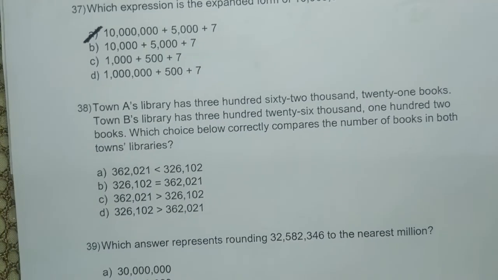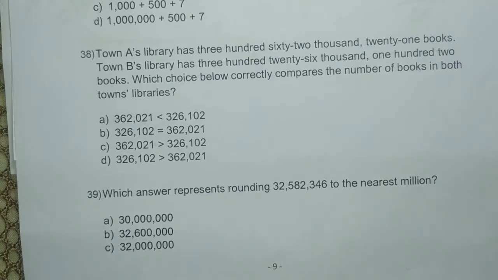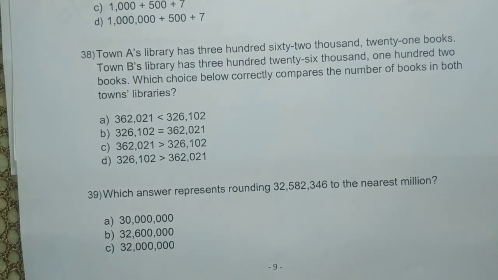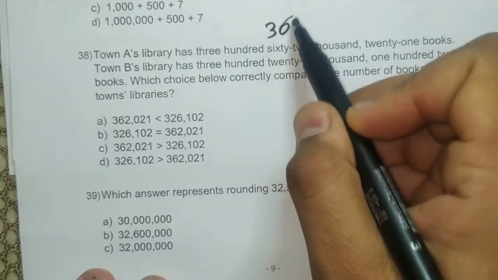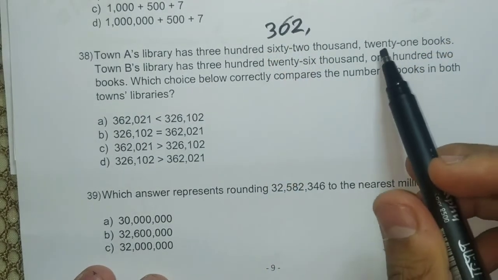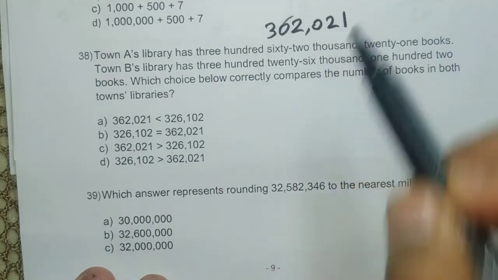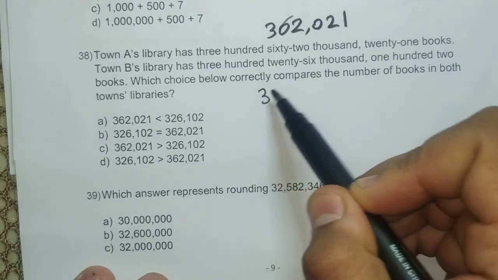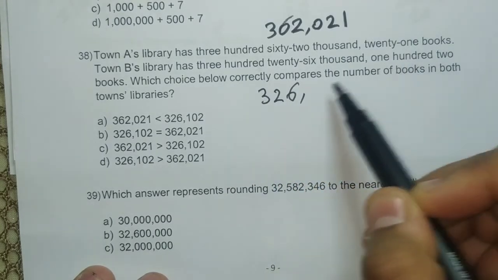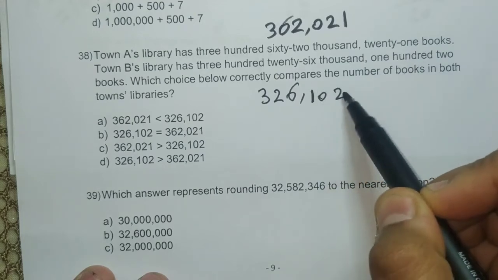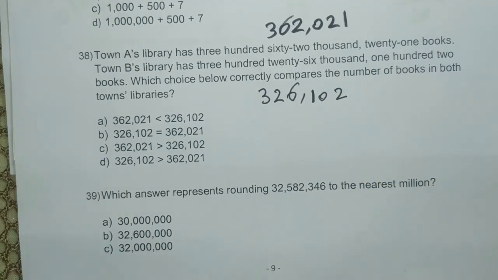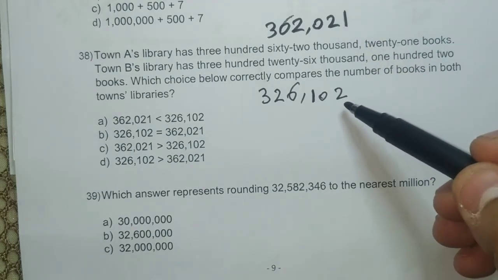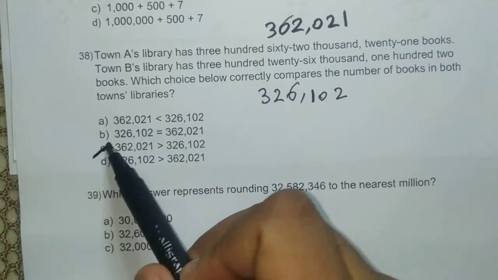Number 38. Town A library has 362,021 books. And Town B library has 326,102 books. Which is right? This number, of course, is greater than this number. And the answer will be number C.